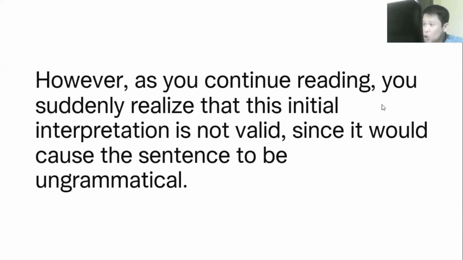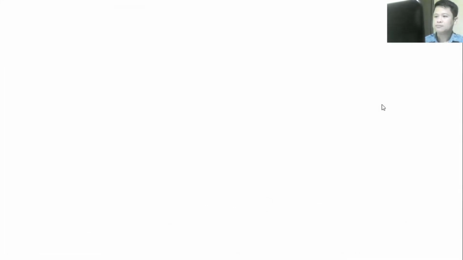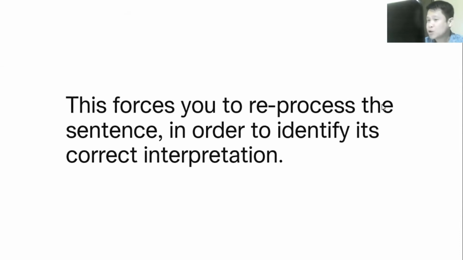However, as you continue reading, you suddenly realize that this initial interpretation is not valid since it would cause the sentence to be ungrammatical. This forces you to reprocess, to reanalyze the sentence. You go back in order to identify its correct interpretation.